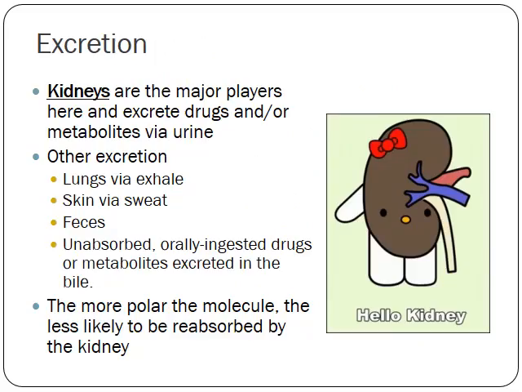All right, moving on to excretion. The kidneys are major players here. They excrete drugs and metabolites via the urine. So remember, all of our processing and metabolism by the liver is designed to make the drug more polar. So we make that drug into a more polar molecule. In that case, it can get excreted by the kidneys much more easily.